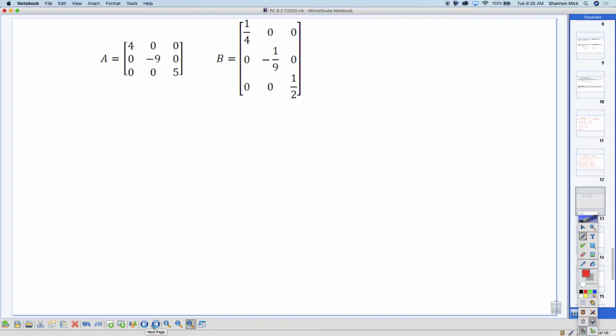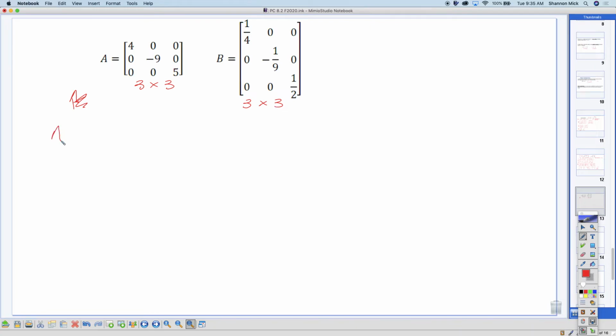This one's easy. I take 4 by 1/4, 0 by 0. Okay, is AB going to work? Yeah. Because it's a 3 by 3 and a 3 by 3. So they're both going to work in giving me 3 by 3s, yes?